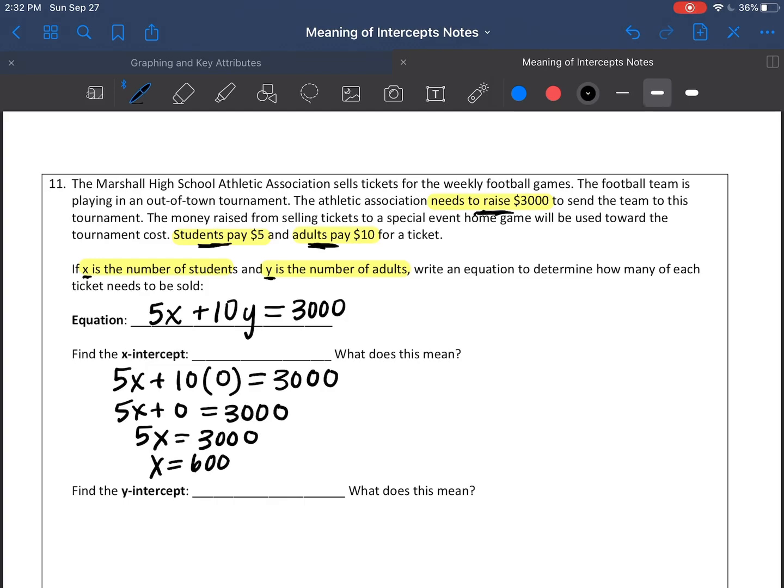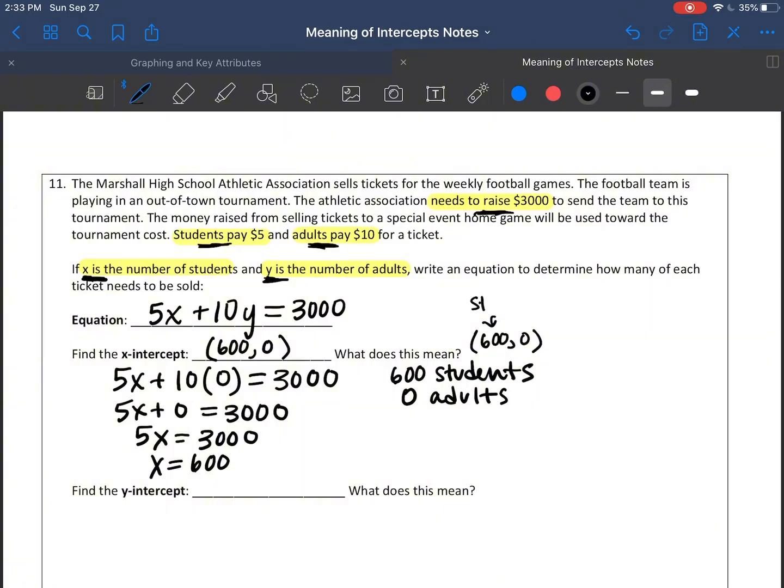I'm going to double check that. I don't trust my math. 600. Okay, and so the x-intercept would be 600, 0. And when it talks about what this means, that's when we want to put the units on it, just like slope. And so remember, x is the number of students. Y is the number of adults. And so if we put the units on it, 600 is the students, 0 is the adults.